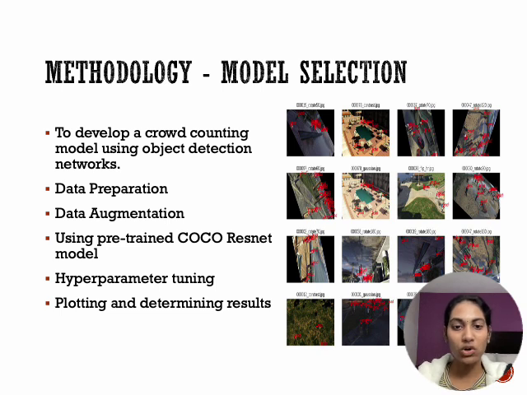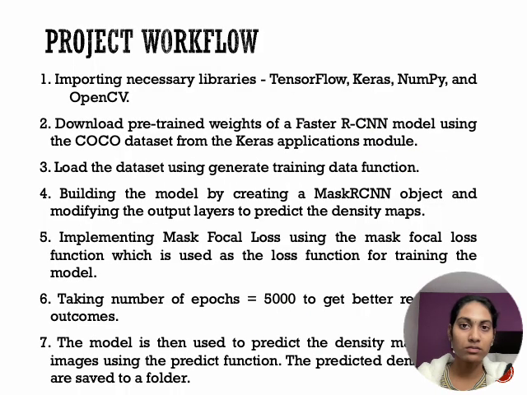So here is my methodology. My first step is to develop a crowd counting model using object detection networks, then data preparation and data augmentation. I used the COCO ResNet model for this, and then hyperparameter tuning, plotting, and finally, to determine the results, I have used all of these steps. This is my project workflow.